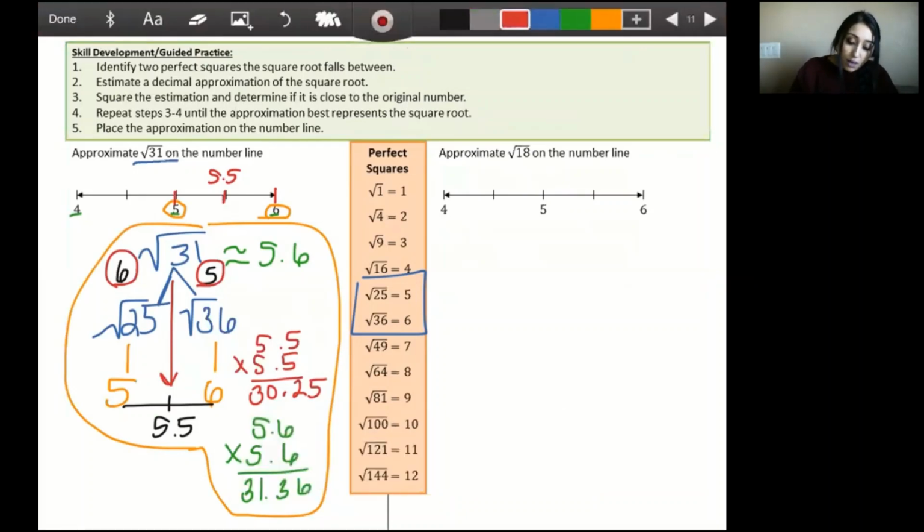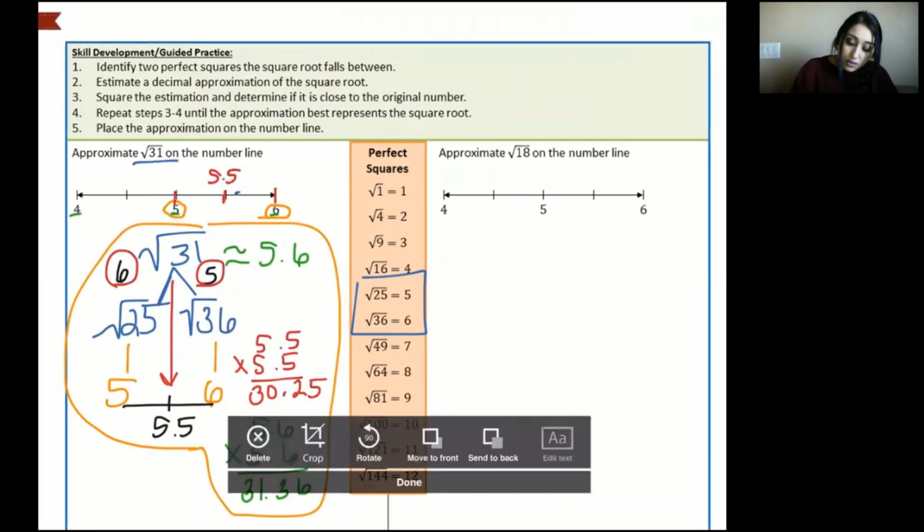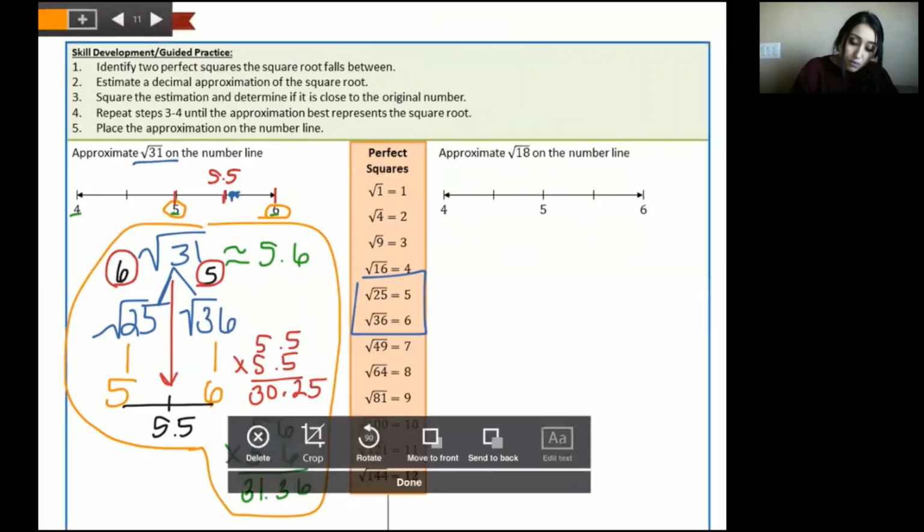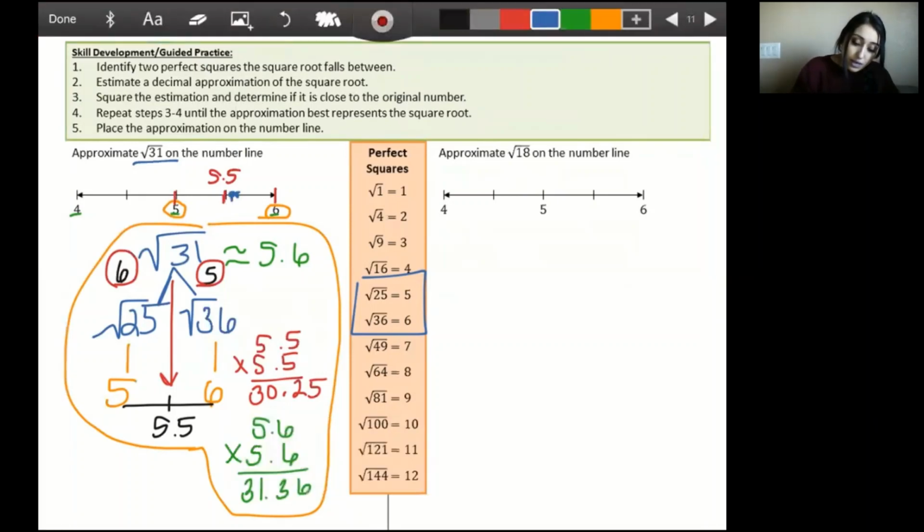So now I'm going to place the square root of 31. And I said it was about 5.6. And I know 5.6 is going to be about right there. I'm going to put my point. So the square root of 31 can be 5.5 or 5.6. Right there. So now I want you to pause the video and try the next one on your own.